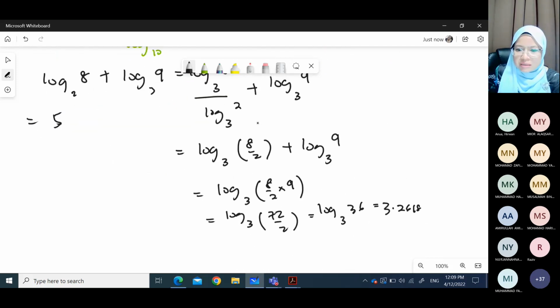This one ada mistake dekat sini. Alah. Nanti I check. Nanti I check balik.